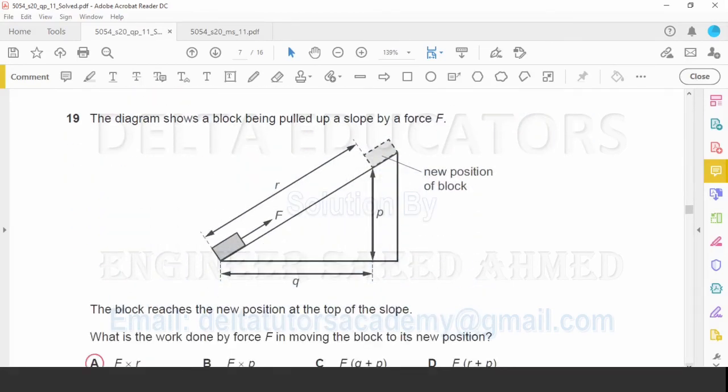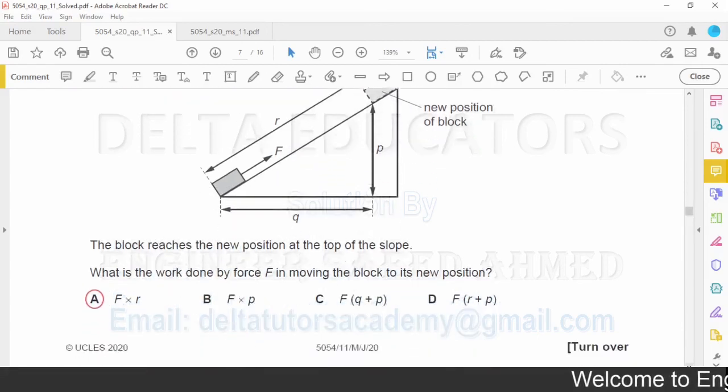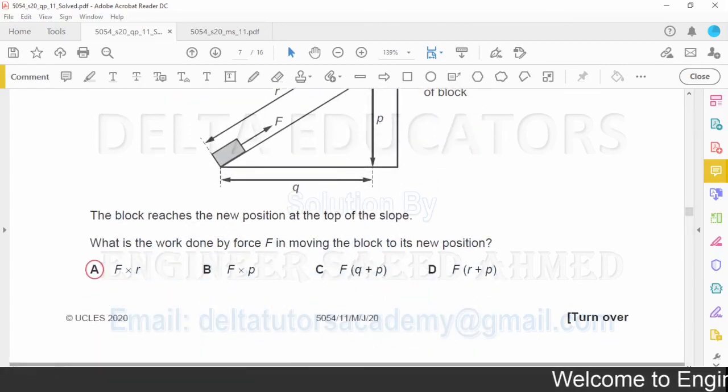Question number 19. The diagram shows a block being pulled up a slope by a force F. The block reaches the new position at the top of the slope. What is the work done by force F in moving the block to its new position? Work done is defined as product of force and the distance moved in the direction of force. Force is applied in this direction. In the direction of force, the distance moved is represented by alphabet R. So work done will be equal to F multiplied by R. And F multiplied by R is given in option A.